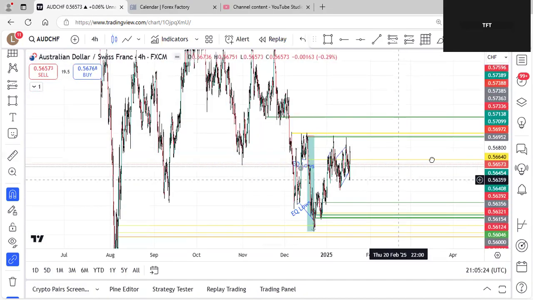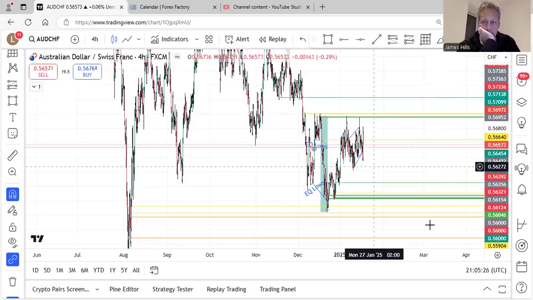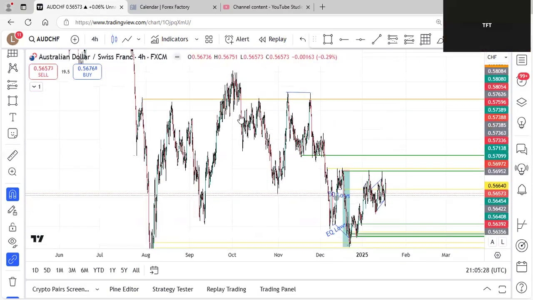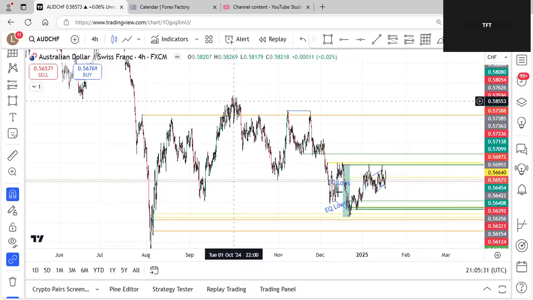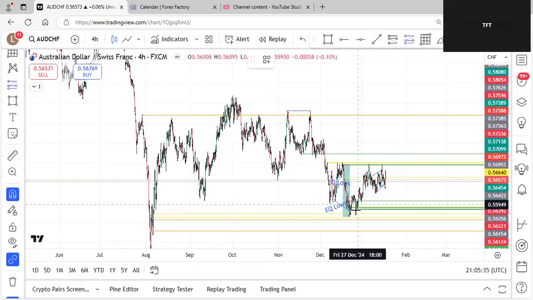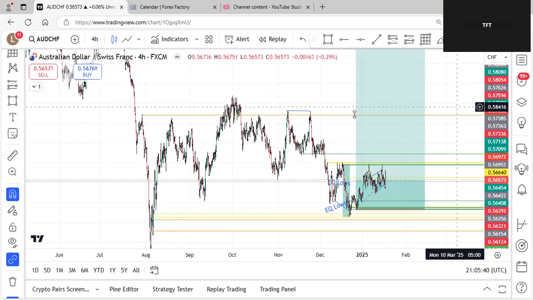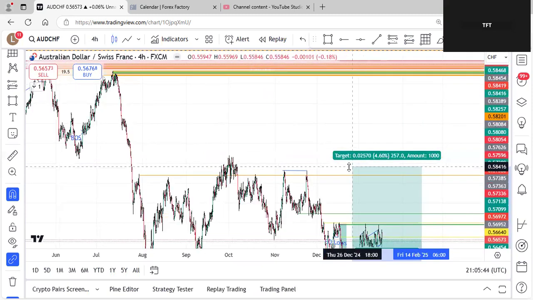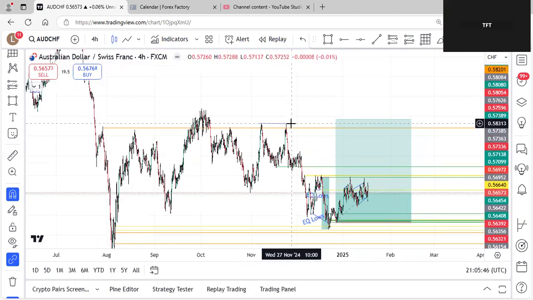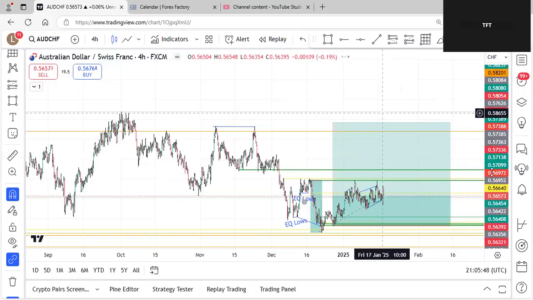So this could easily target up here now. This would be a possible structure point. So I should have maybe had something like that on. Something like that, possibly. But I didn't catch it, so it doesn't really matter.